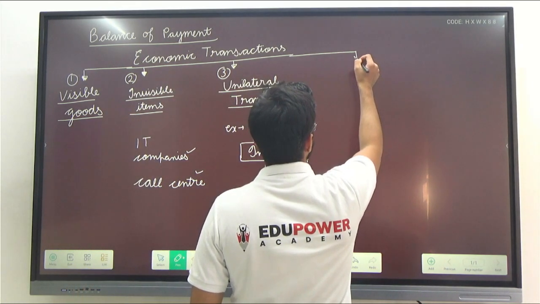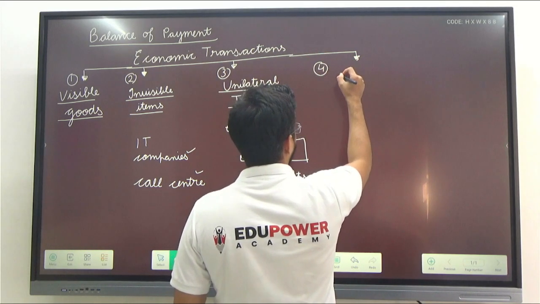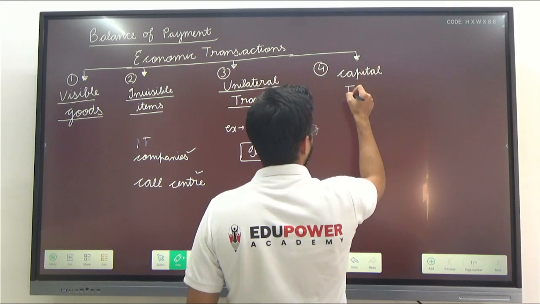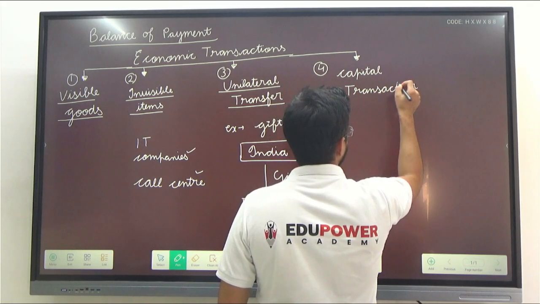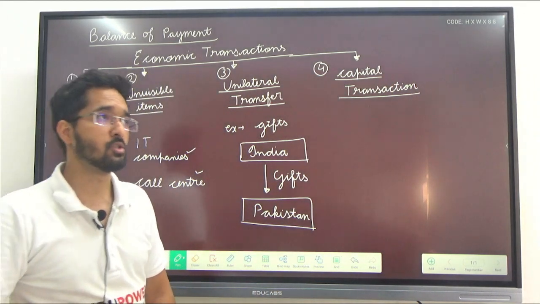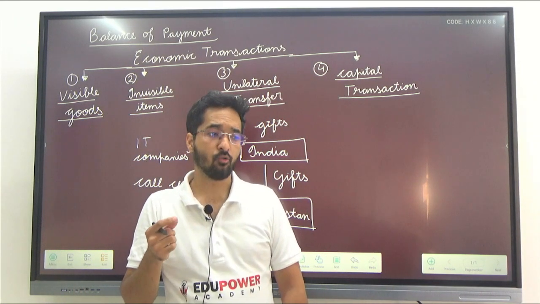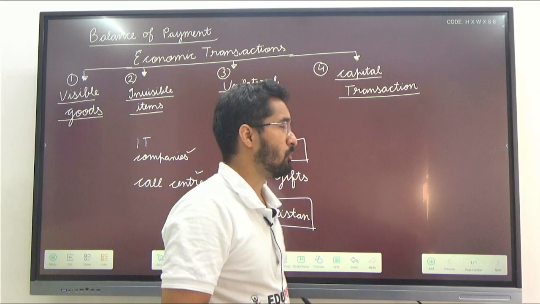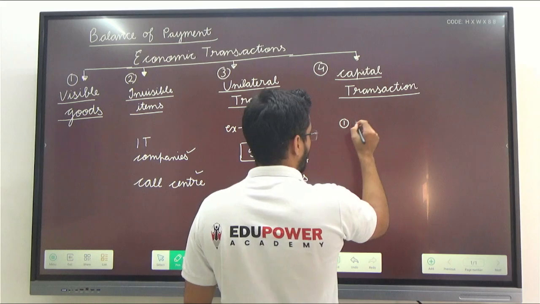The fourth kind of economic transaction which we are going to study is the capital transaction. Capital transaction means transactions which involve movement of capital from one country to another country. We will study it in detail. It includes investments.